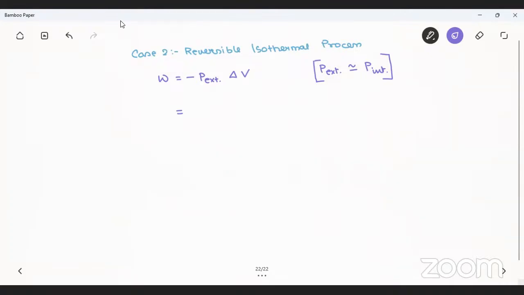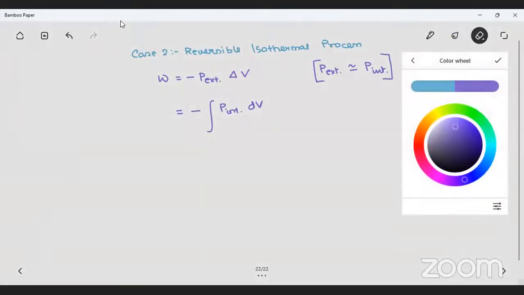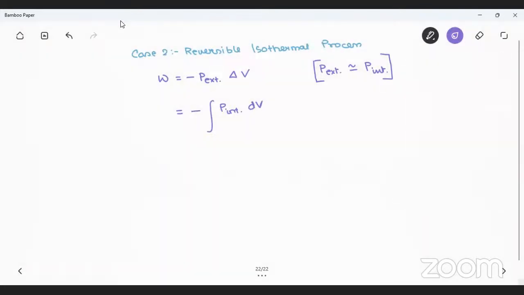Okay, so we will write it like this: minus integration P internal dV. This and this are the same. In Greek, this is the capital letter, this is the small letter. Both are basically the same thing. And the integration will be from initial volume to final volume.